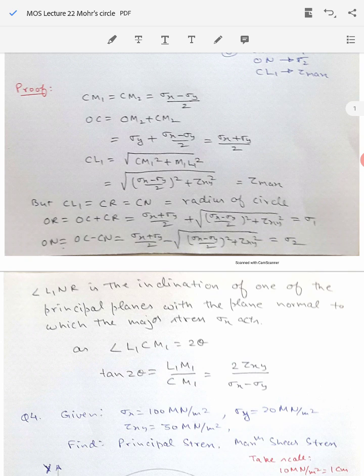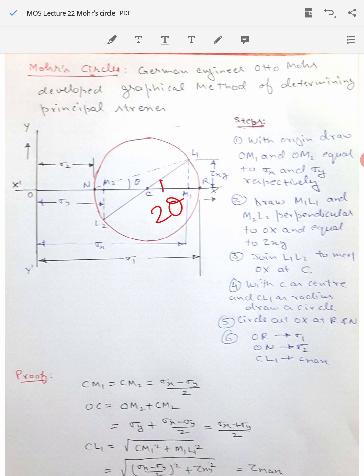You must remember this formula that we calculated for tangent of 2 theta P. P was the subscript I gave for the principal stress angle, the plane of the principal stress. So in this way you can calculate the value of 2 theta using this figure, and then you can halve it to find the value of theta. So this is the proof of the Mohr circle.